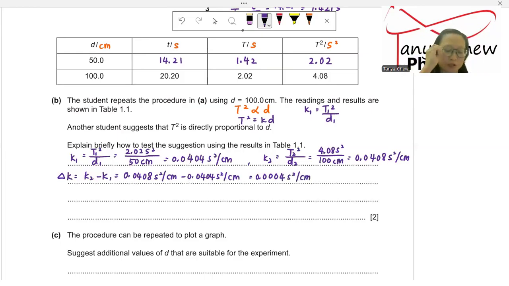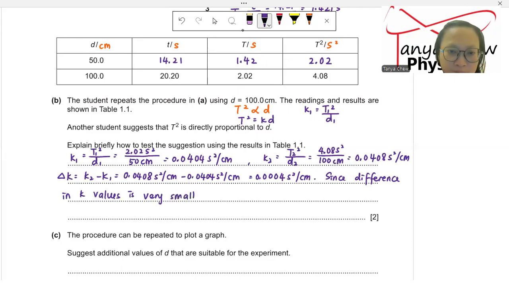This is such a small difference, right? I would say that since the difference between the K values is very small, I will have to agree with this suggestion. Since the difference in K values is very small, T square is directly proportional to D. That's it.